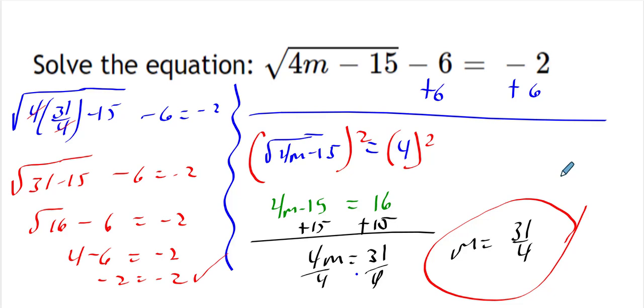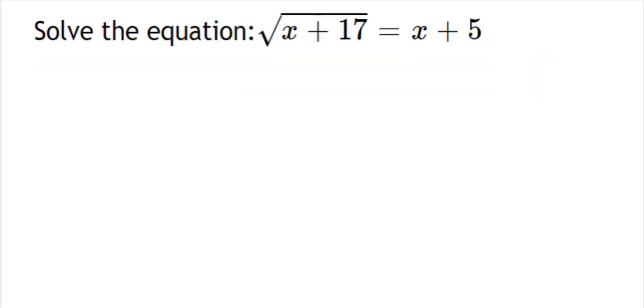So let's do another one. Hopefully you were successful with that. Okay, and hopefully you were checking, plugging it back in to check. All right, let's look at this one. So we've got a radical isolated. That's great. We're just going to square both sides.